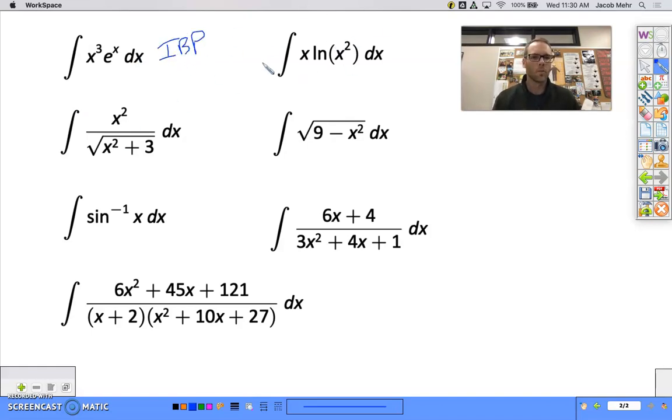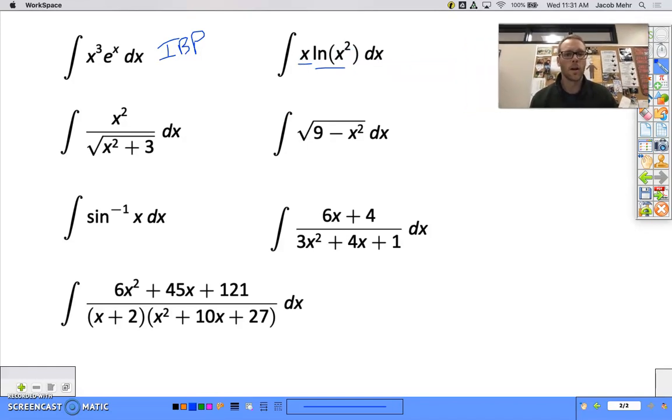Now let's go to this second one. Hey, I see a product again. Okay, I see x times the natural log of x squared. So I might be tempted to jump into integration by parts. However, don't try a more complicated technique unless you've ruled out a simpler technique. I do notice I have a composite function. I have x squared inside the natural log of x.